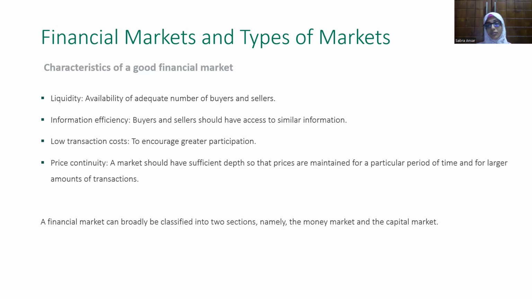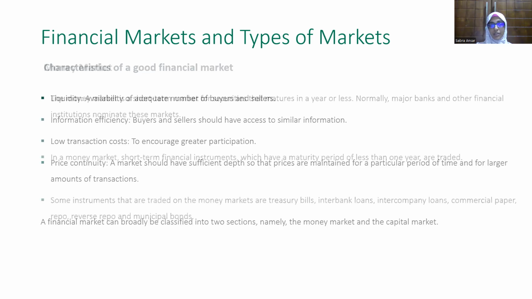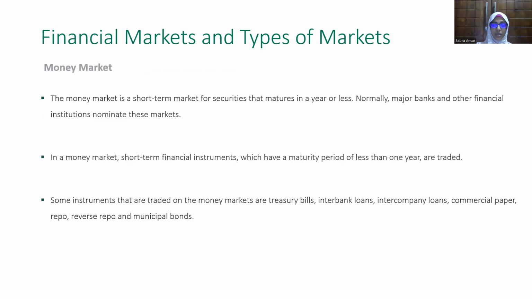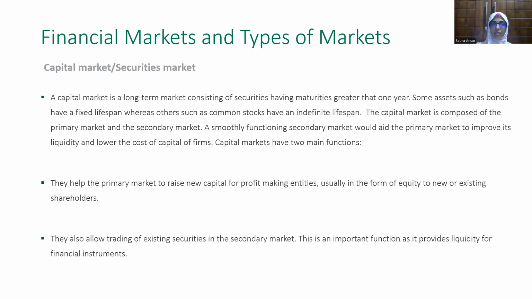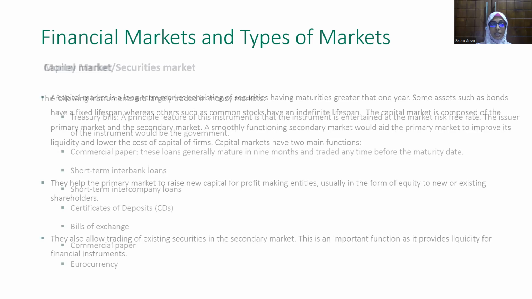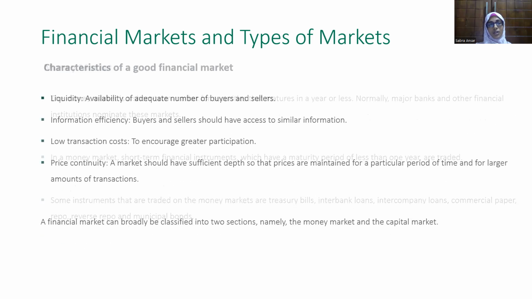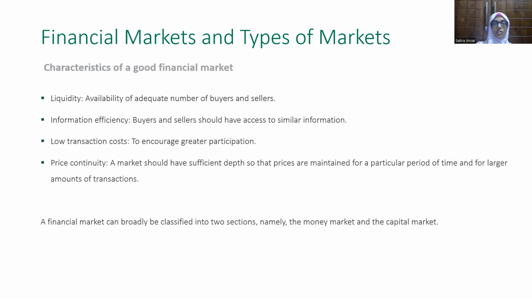So when it comes to financial markets, they can broadly be classified into two sections. It could be the money market. Thereafter, it could be the capital market. We could talk about the money market and capital market, but as you can see, that involves a little bit of explanation. It is a specific area. So I would like to stop today's lesson here.